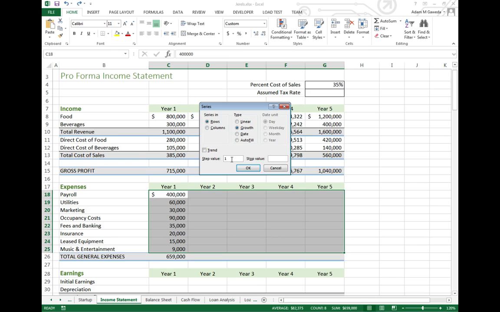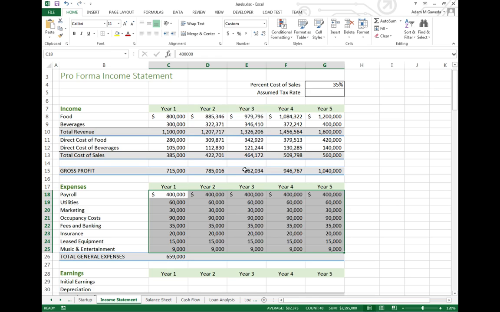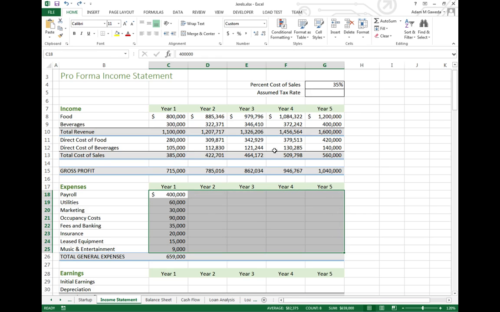Now, this step value is a multiplier, not a numerical number. So it's not just going to go up to 400,001. It's going to go up at a constant number. Now, in this case, not a constant number. At this case, it's right now just going to multiply by 1 every year. And so that doesn't really do much for me. If I hit OK, numbers don't change. That's not really how reality sets in.